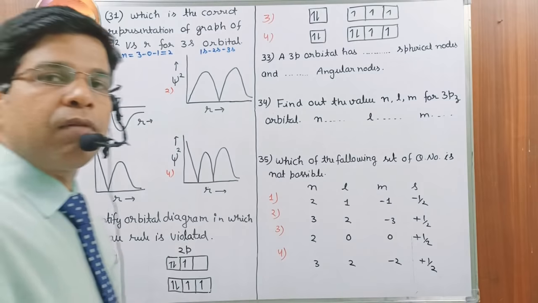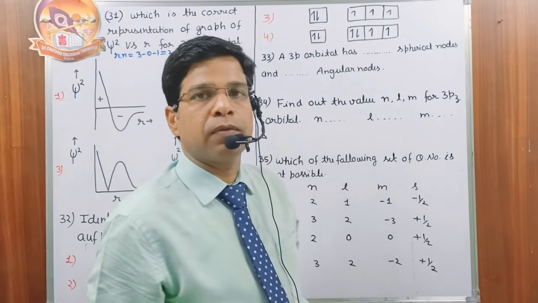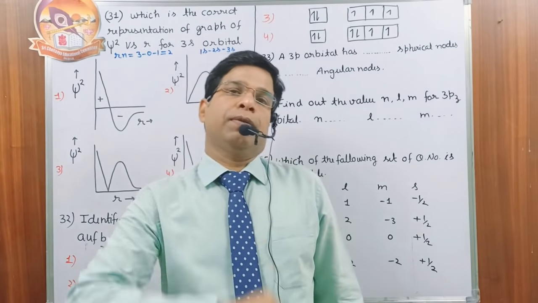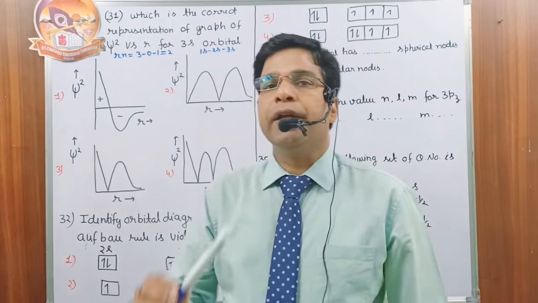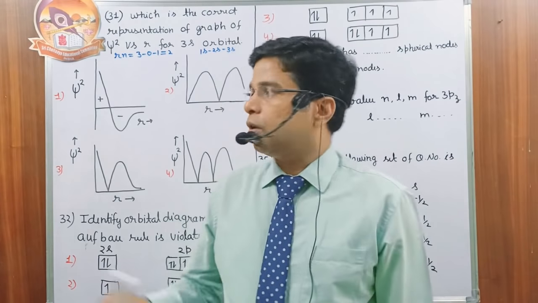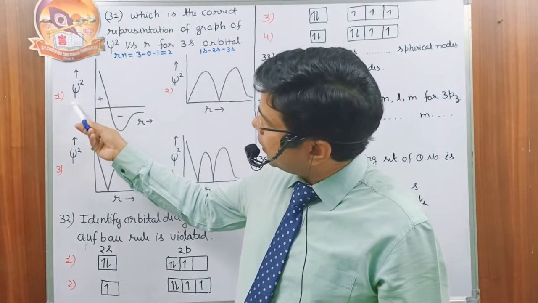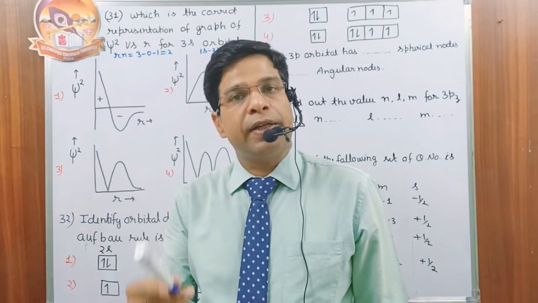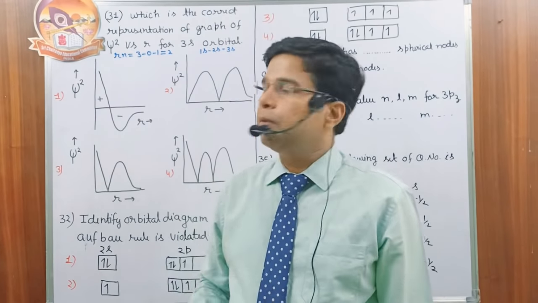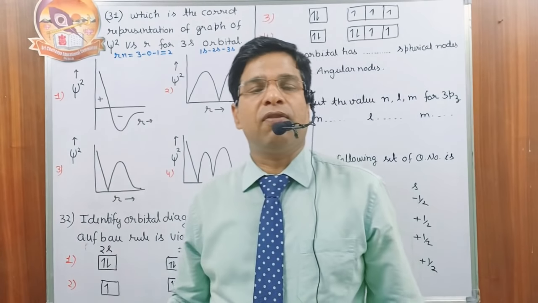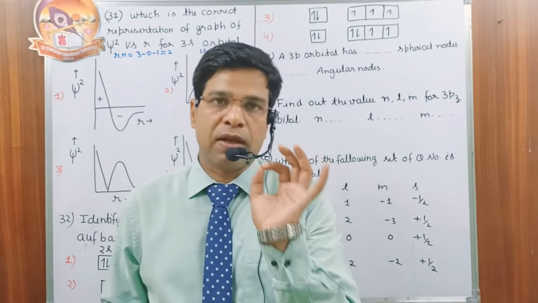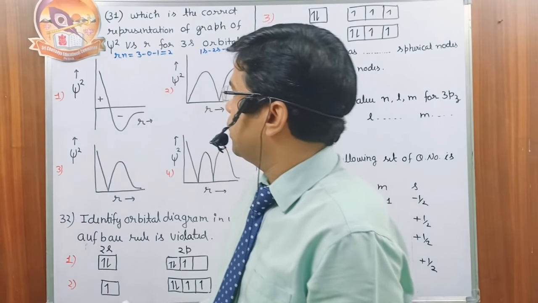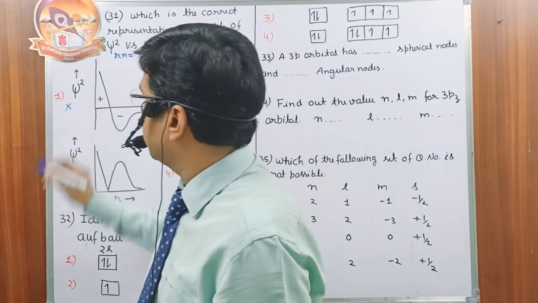Look, the square of a negative is always a positive number. So psi square has to be always positive. In option number 1, it is not given so. In option number 1, it may be the graph of psi versus r, because psi is the amplitude, it can be positive, it can be negative, but it is not the graph of psi square versus r, because psi square has to be positive. So that's why option number 1 is not correct.